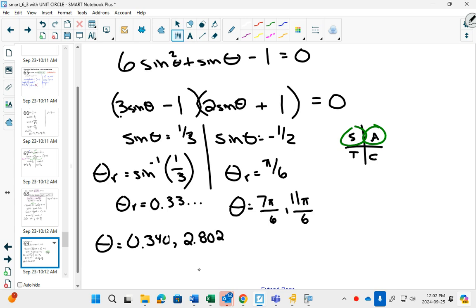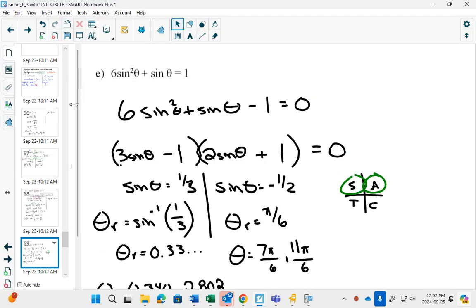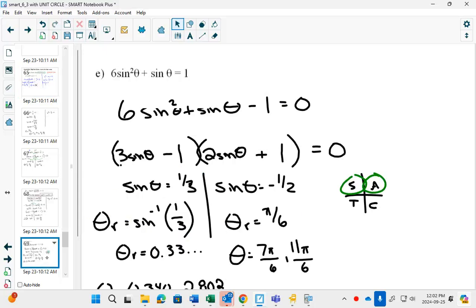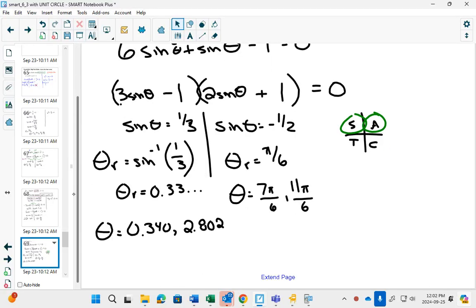Is that when our calculator's supposed to be in radians? It has to be in radians. Now, this is E. If we would go back to A, prior to A, it said 0 to 2 pi in radians. So if the question gives the domain in radians, you have to give your answer in radians. If the question gives the domain in degrees, you have to give your answer in degrees. So for this one, it is saying that we start with degrees.